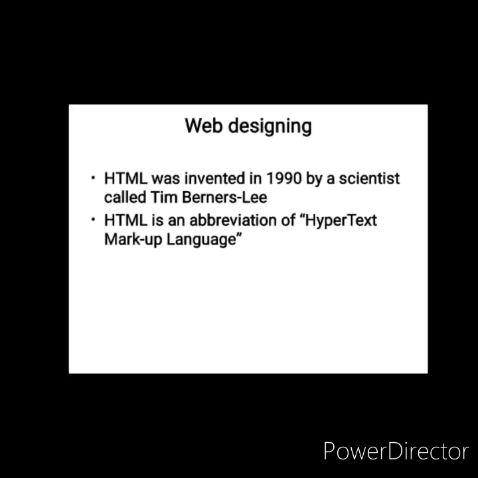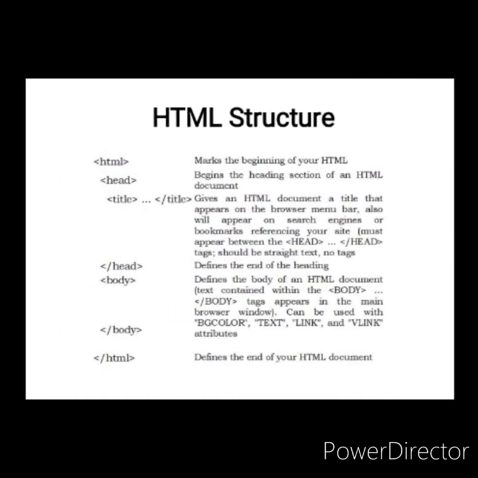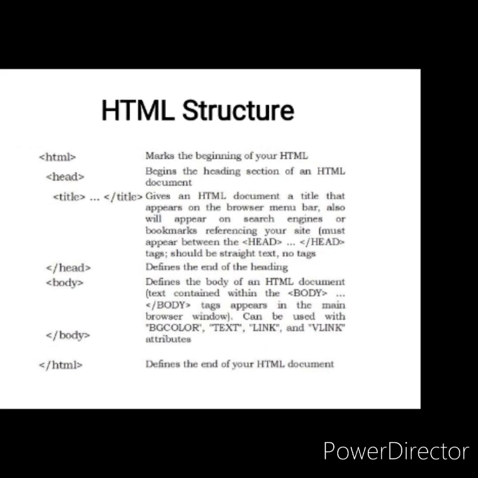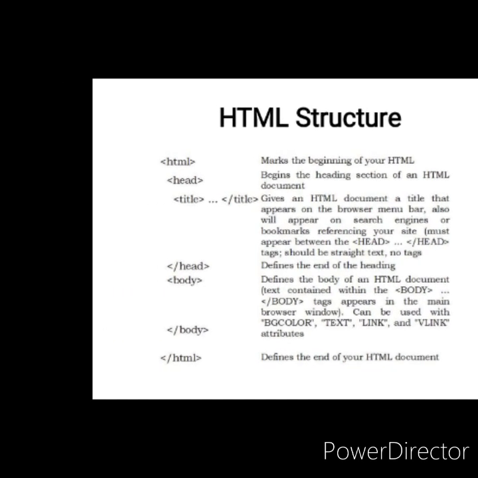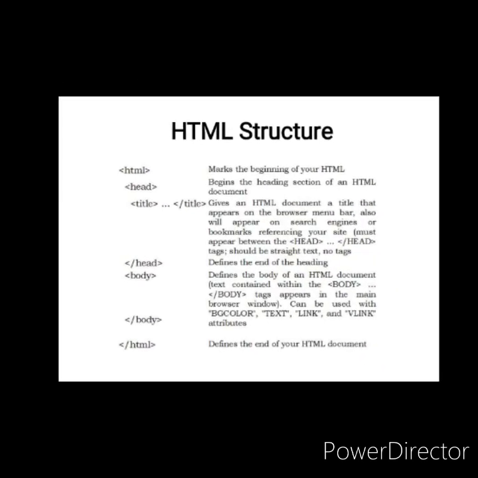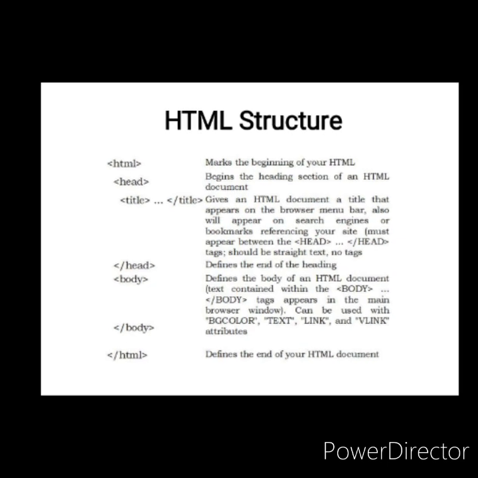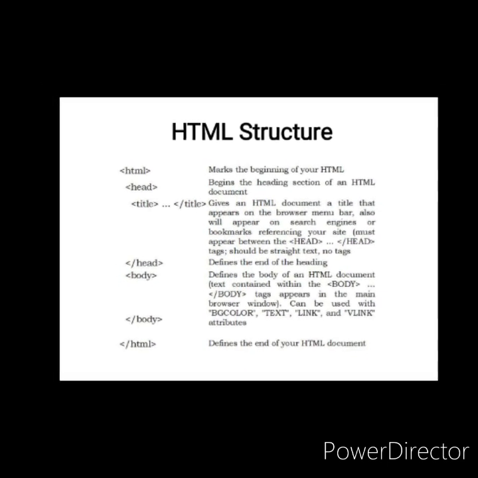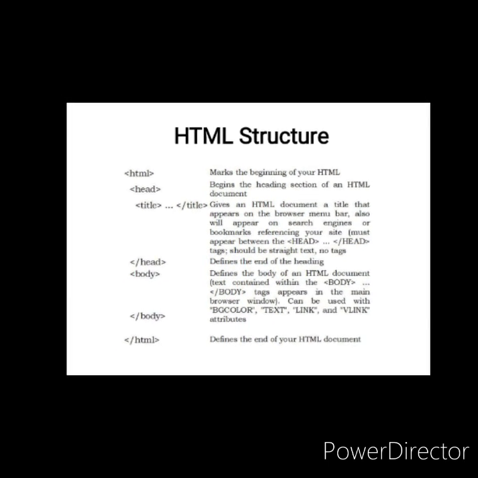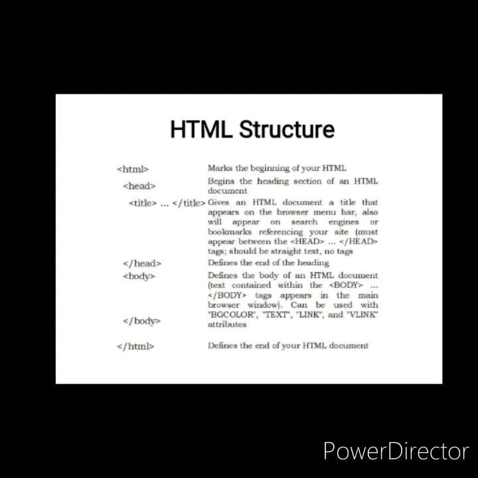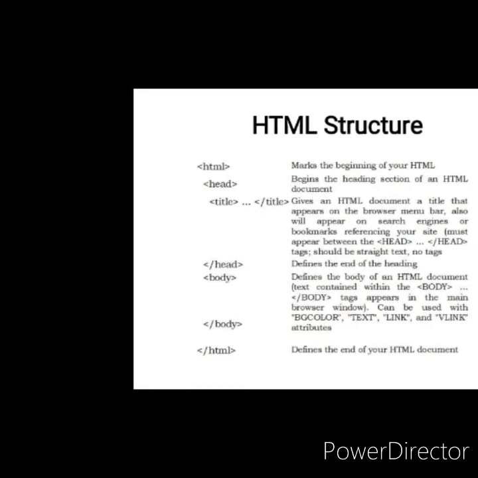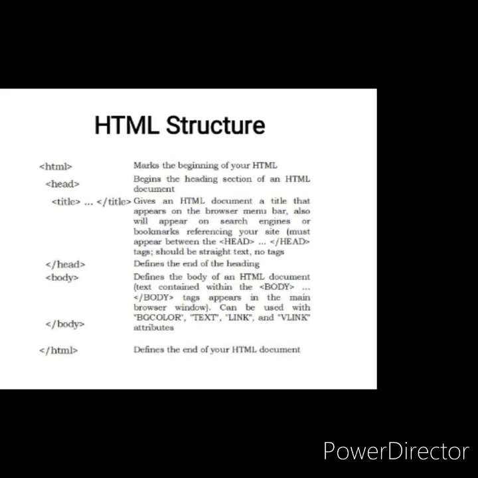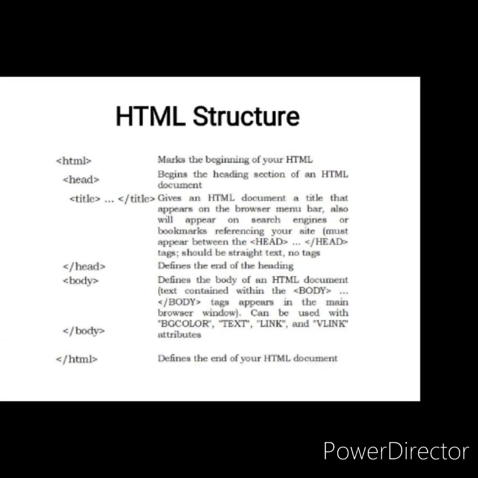Some of the text will be bold, some of the text will be italics, some of the text will be underlined, some of the text will be big in size, some of them will be small in size, some of them will have different colors. All these things are possible just because of the tags. So the tags will decide how exactly the content needs to appear on the browser screen.